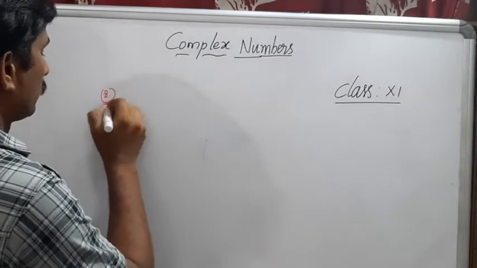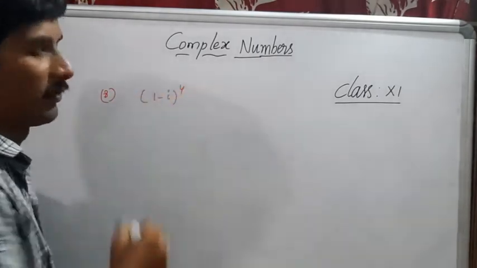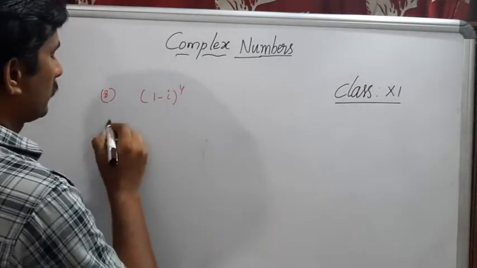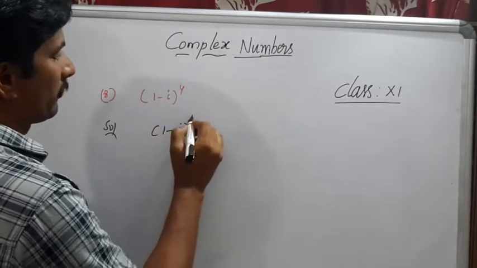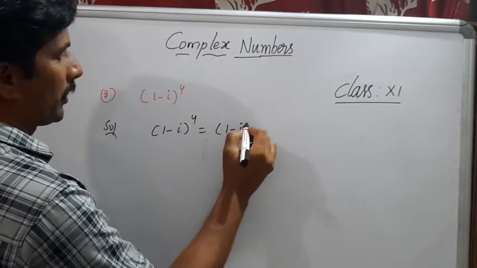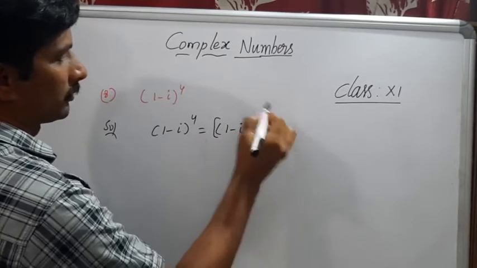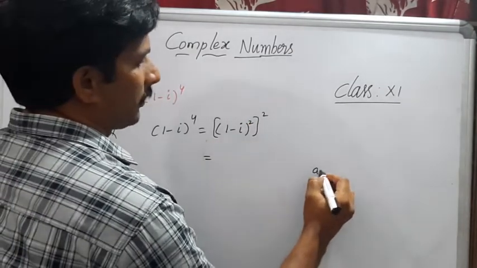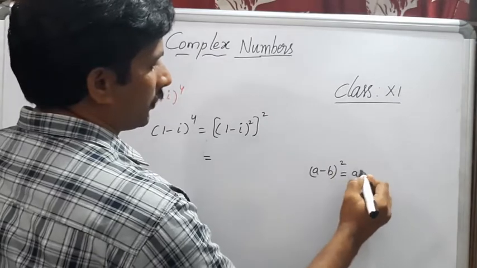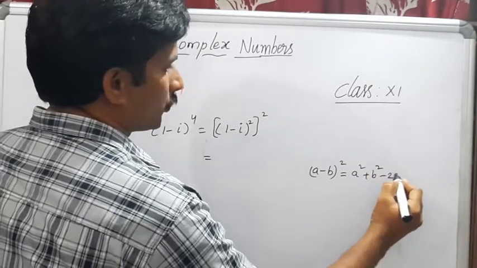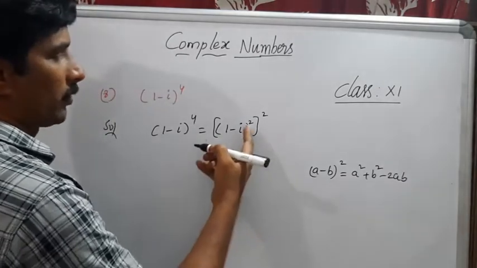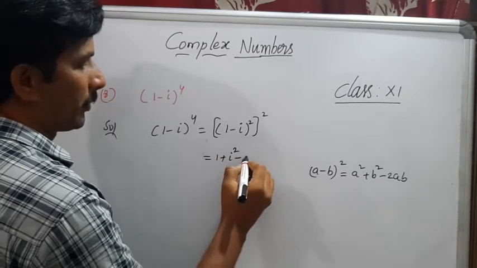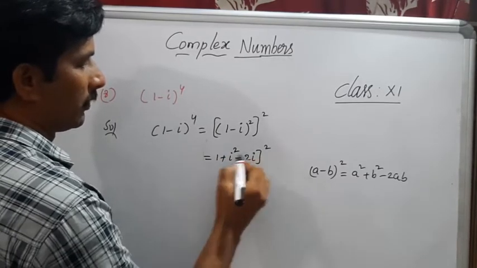The 8th one. 1 minus i whole to the power 4. 1 minus i whole to the power 4 can be written as 1 minus i whole square, whole square, which is in the form of a minus b whole square formula. So a minus b whole square is equal to a square plus b square minus 2ab. So 1 minus i whole square means a square is 1 square plus b square is i square minus 2ab means minus 2i, whole square.